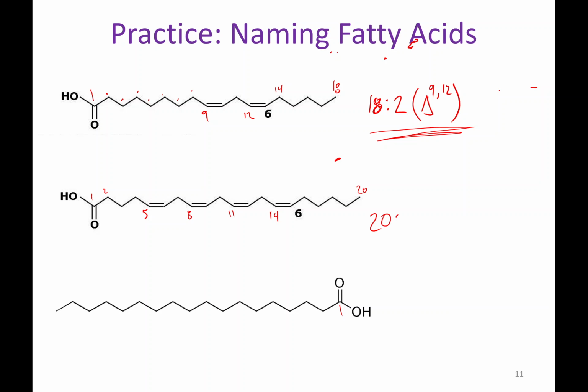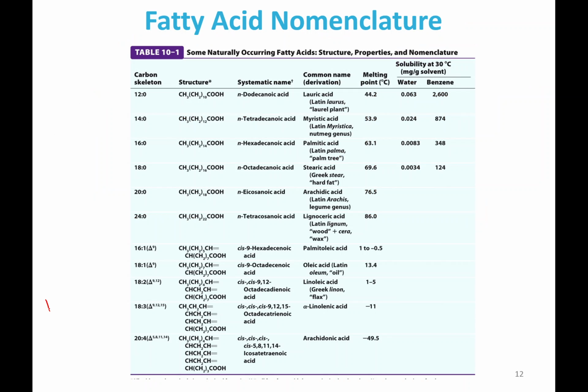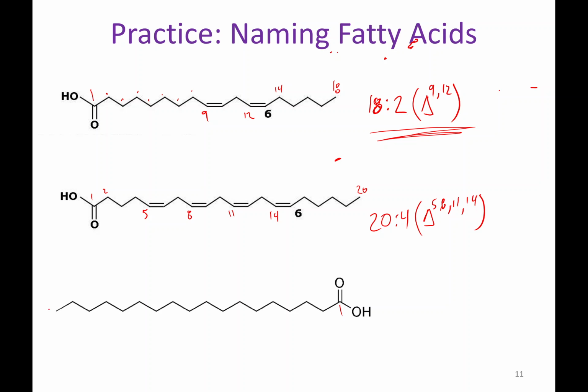So that'll be 20:4, four double bonds. The delta numbers are 5, 8, 11, and 14. All right, and then finally, we have 1, 2, 3, 4, 5, 6, 7, 8, 9, 10, 11, 12, 13, 14, 15, 16, 17, 18 carbons. So this one is 18:0, right? Pretty simple.